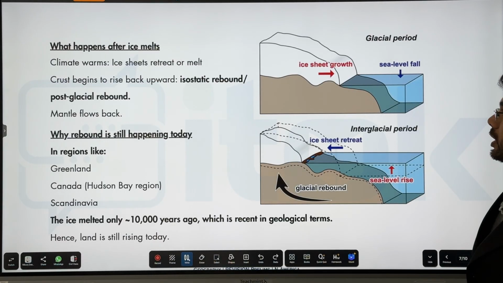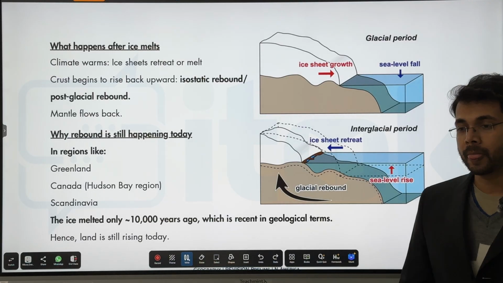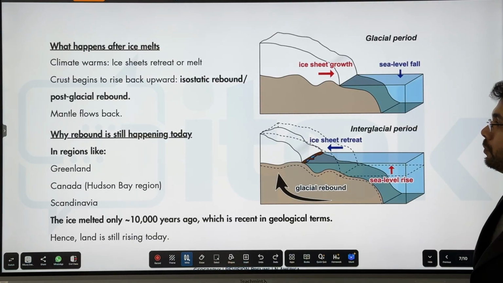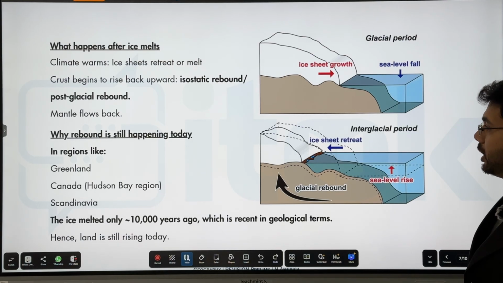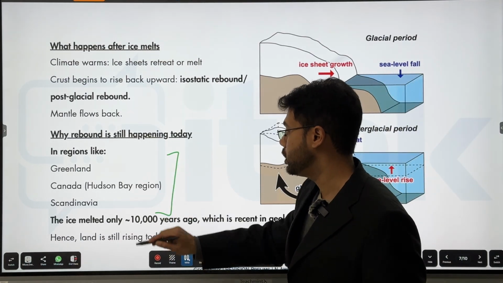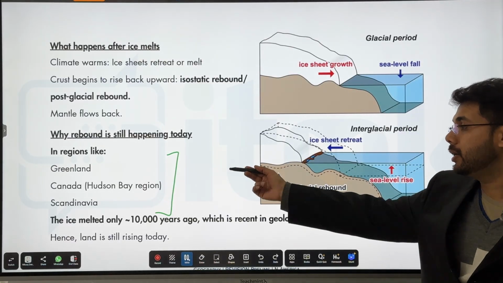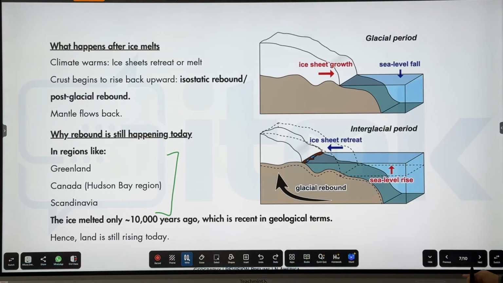So after ice melts, climate warms and there is isostatic rebound. This is the exact rebound, the forebulge, what we were talking about right now. So mantle flows back and there is a rebound. So rebound is still happening today in Greenland, Canada and Scandinavia. All the regions affected by climate change. Which are they? Most affected: Greenland, Canada and Scandinavia. So land is still rising today.